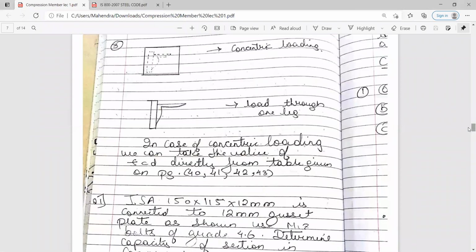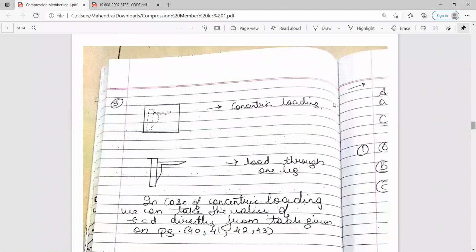Done. Yeah. So this is the concentric loading. If you have a plate and inside it there is a gusset plate and the angle section is there, so this is of the type of concentric loading, and again this is of the load through one leg. So in case of concentric loading we can take the value of FCD directly from the table. If it is concentric loading, you can take the values for FCD directly from the table given on page number 40 to 43 of your IS code 800/2007. So just note down this concentric loading.